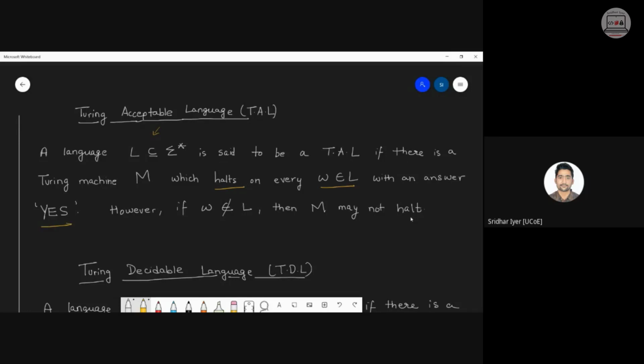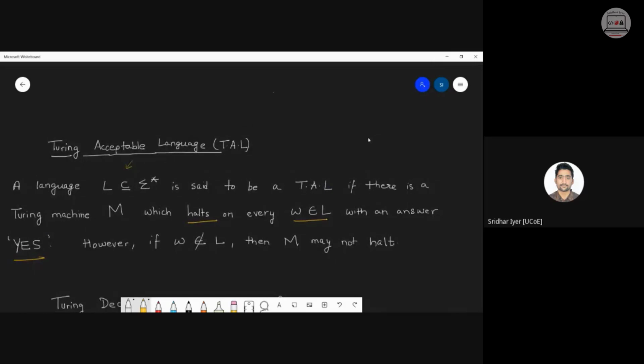So just consider an example. There is a language, there is a word, and there is this alphabet. The alphabet can be A, B. We are making a language out of it, for example A, B, A, A, triple A. This is a language. And the condition is such that a language L, which is made up of any combinations of A and B, is said to be a Turing acceptable language if there is a Turing machine M, hypothetically, which halts on every W which belongs to L. So W could be a word which belongs to this particular set of language.